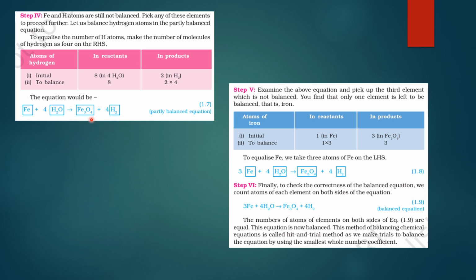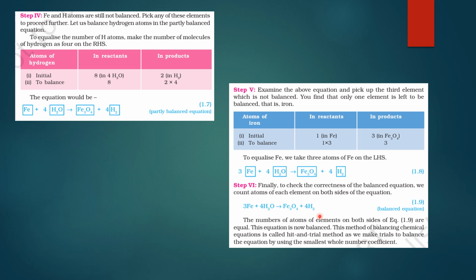So for iron, as 3 iron atoms are there, we can put a 3 in front of this Fe. You can see here we have added a 3. So now 3 iron atoms are there, and on the RHS also 3 Fe atoms are there. Now this particular equation, in which all the 3 elements have an equal number of atoms on both sides, is a balanced chemical equation.